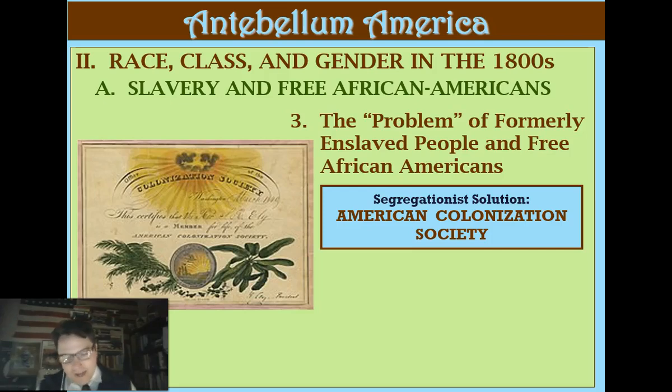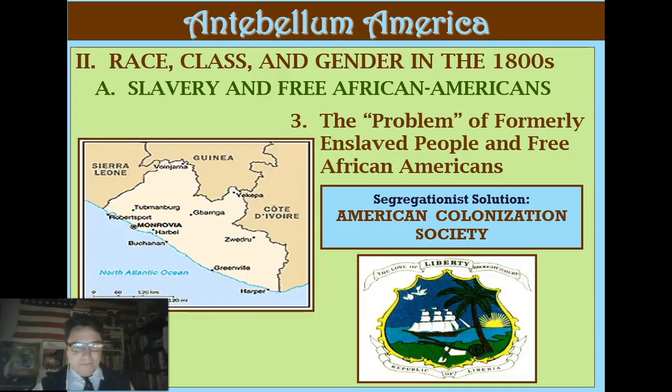And as such, the ACS had its greatest support among powerful enslavers like Presidents Jefferson and Madison and Monroe, along with Henry Clay, and some segregationist Northern members of Congress as well. That is a lot of political muscle, and it enabled them to raise a lot of money and eventually create Liberia, what would become at least the nation of Liberia.